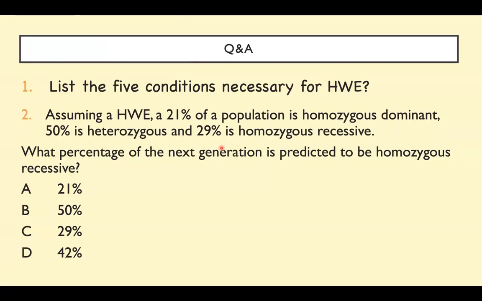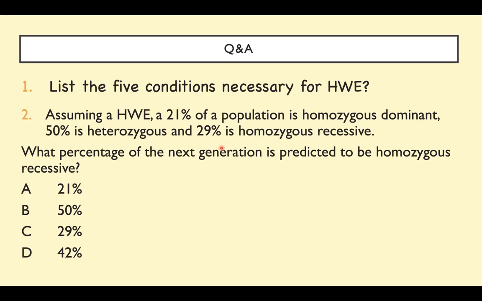So list the 5 conditions necessary for Hardy-Weinberg equilibrium. So can anybody answer this? You can refer to your book if you want. List the 5 conditions necessary for Hardy-Weinberg equilibrium. Ada 5. Can somebody tell me? Saya. Okay, boleh. Yes. First one, no mutation. Okay, good. No mutation. And then no gene flow. No gene flow, which is migration.